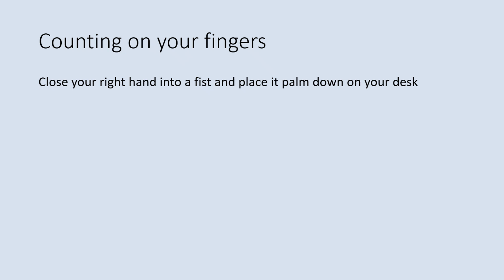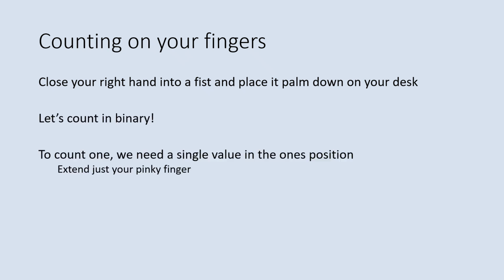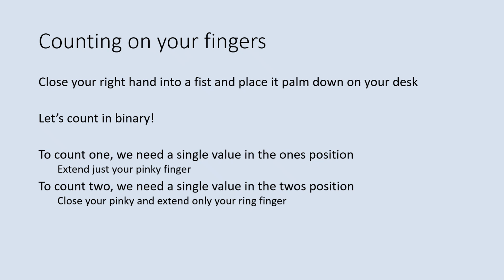So if we want to count to 1, we can extend just your pinky finger. So there are 2 values. You have the finger curled under or the finger extended. And so extending just your pinky finger is 1. If we want to count 2, that means that we have 1 in the 2 spot and 0s everywhere else. So we'll pull the pinky back in and extend just the ring finger. To count to 3, that's the ring and the pinky finger. So that's 1 in the 1s place and 1 in the 2s place, reading from right to left.